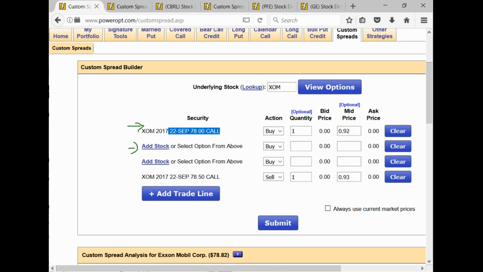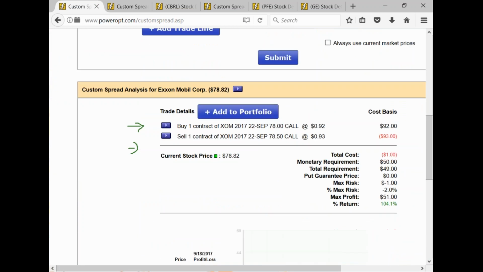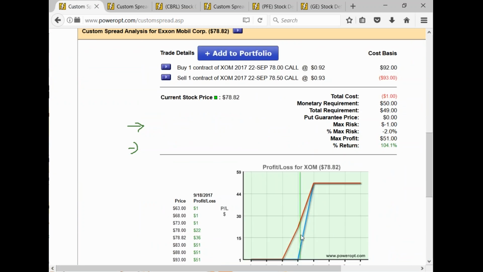Yeah, I still paid 30 cents for the call. I'm adding 62 cents in to buy to close the short. So I now have a 78 call at 92 cents, a 78.50 call at 93. Bull call debit spread, and the maximum profit is 51. Okay, but now what's different? I got to put up a little monetary requirement here. Oh, I'm sorry, no you don't. No you don't. You're fine there.